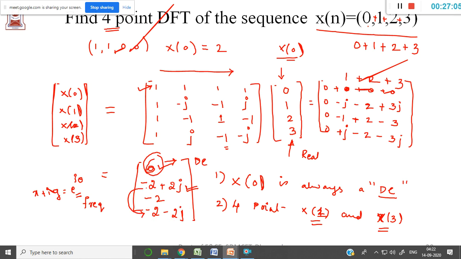The real part is the same, but the imaginary part must be the complex conjugate. Here it was plus 2j. Now when you calculate X of 3, it becomes minus 2j. So here also, very important. You are going to get these two important points. Understand these two, and a few more points will be covered when I cover the problems.